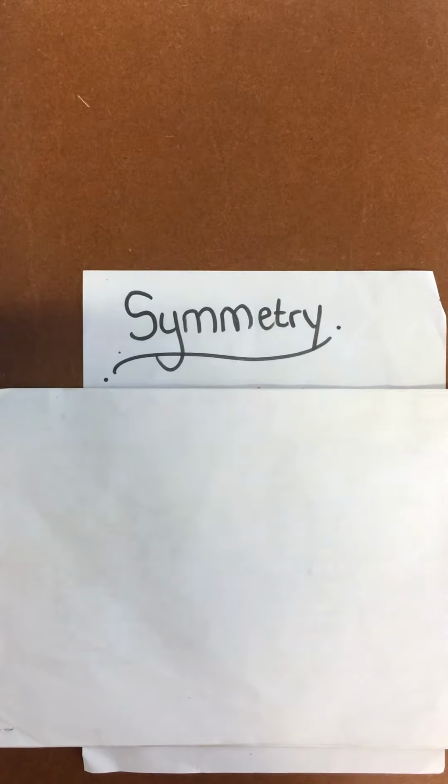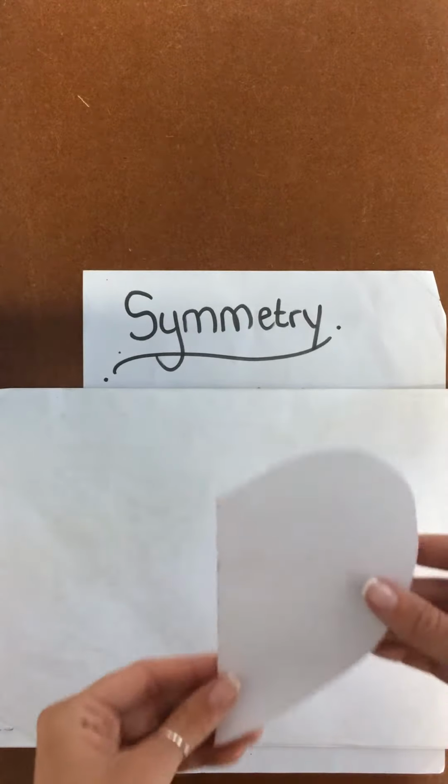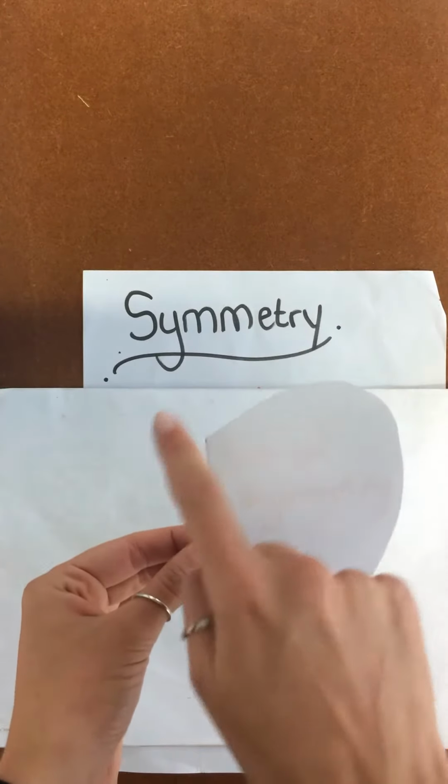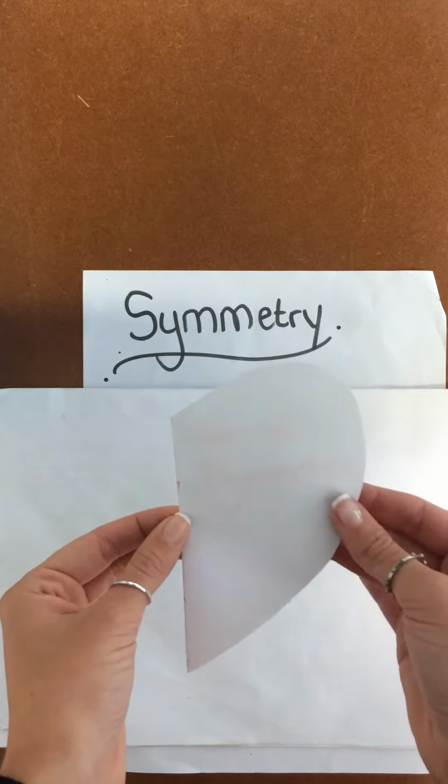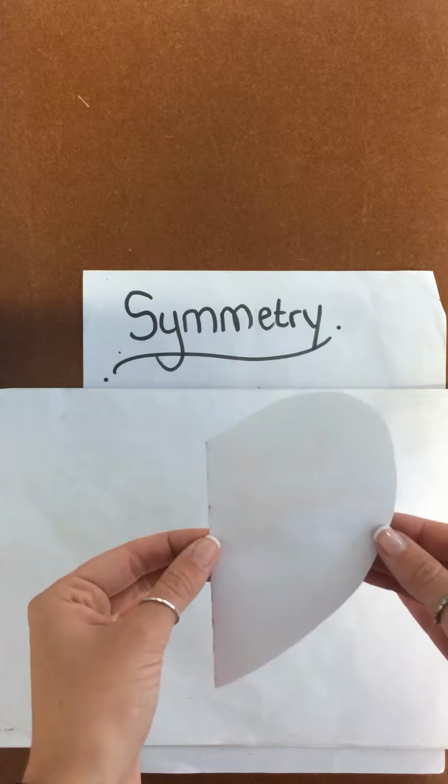In this video, we are going to be learning about something called symmetry. We say that an object or a shape is symmetrical when it has one side that is an equal reflection of the other side. For example, in this shape over here, it's half of a heart, and it's actually two pieces of paper folded over.